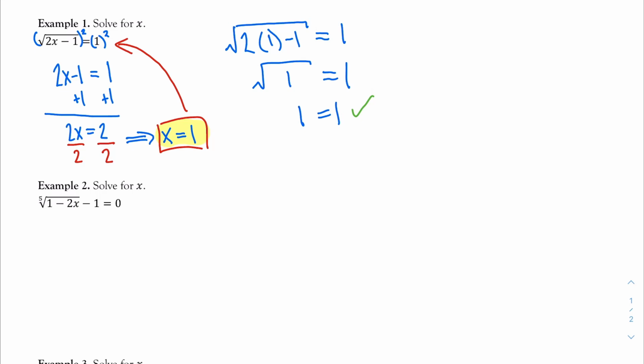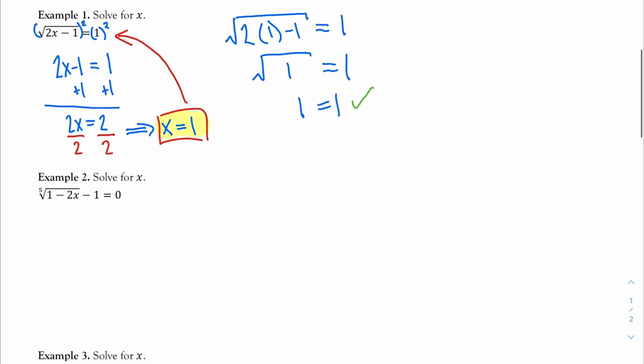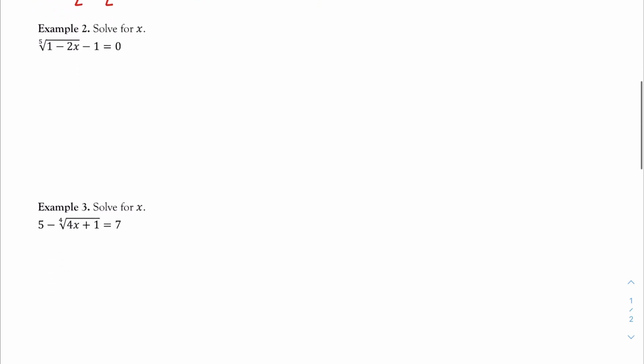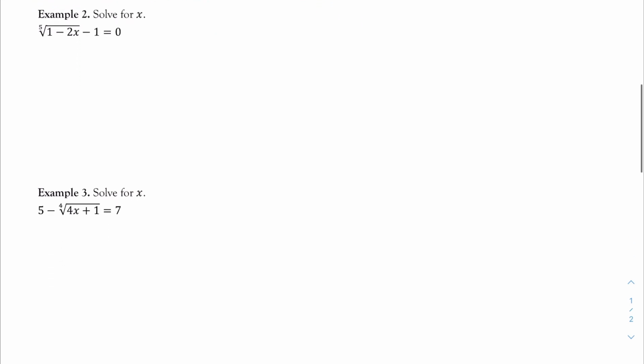And hence, we are done with example 1. Now let's go ahead and try something similar for example 2. Another radical equation. I have the fifth root of 1 minus 2x, then minus 1 is equal to 0.